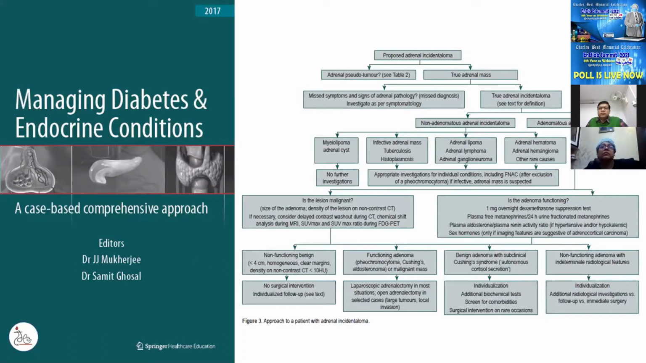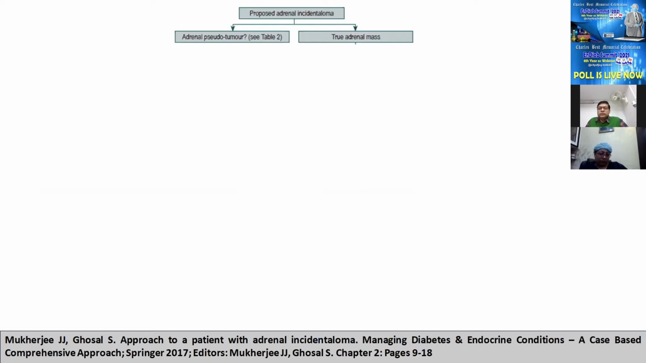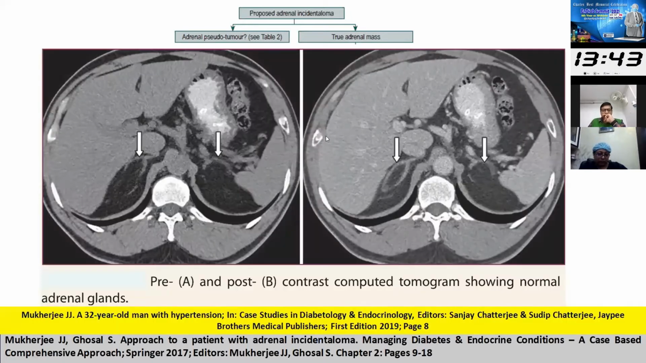Okay, so let's start from the beginning. Let's rewind and start. So adrenal incidentaloma, I think it's a specialized topic. It needs an algorithm you have to follow to diagnose what the condition is. Whenever you see a mass in the adrenal gland, the first thing you need to decide is whether it's a true adrenal mass or whether it's an adrenal pseudotumor.